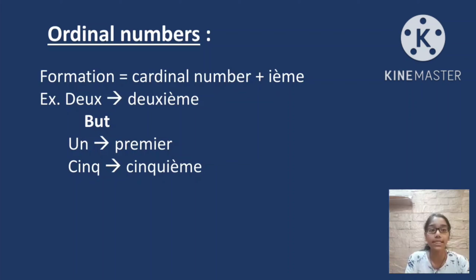Ordinal numbers. Ordinal numbers are formed by adding ième to the cardinal numbers. Example, deux will become deuxième. But there are some exceptions also, like un will become premier, cinq will become cinquième.